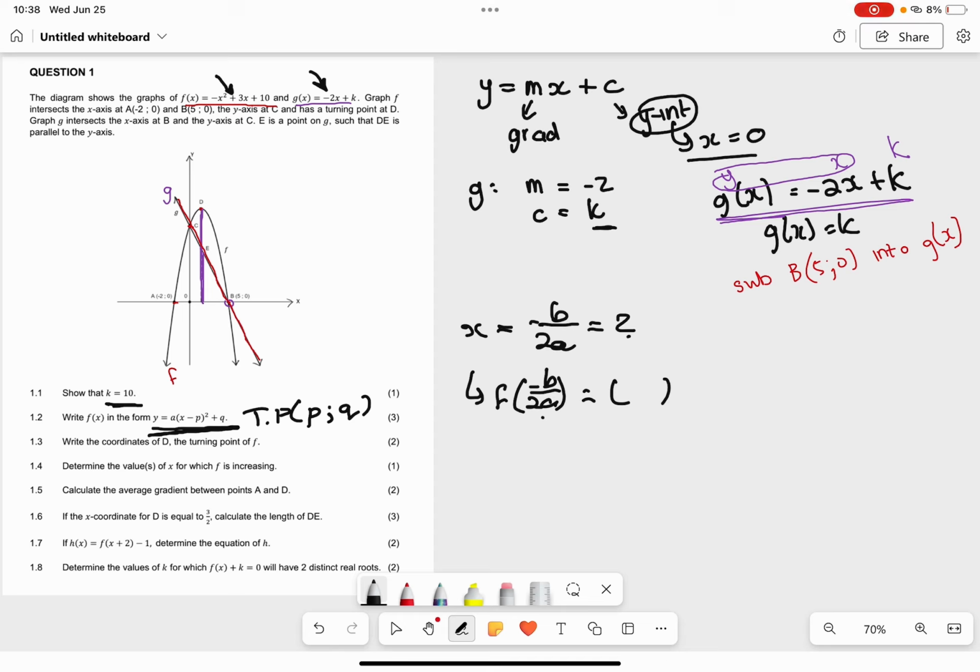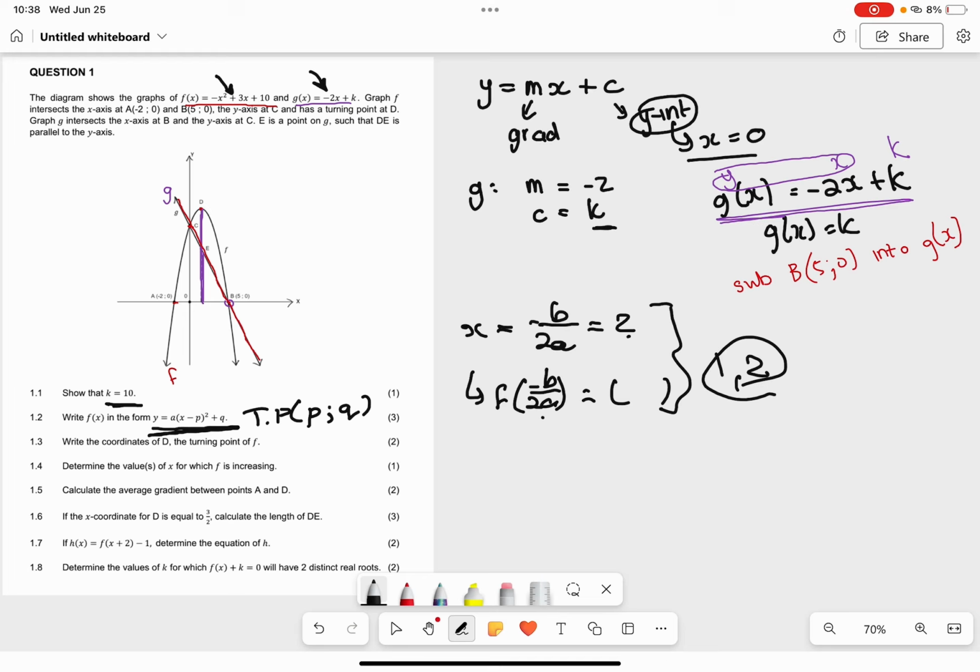Or another option you have is to complete the square. Anyway, 1.3 says write the coordinates of D, but I recommend this for number 1.2. Okay, 1.3 says write the coordinates of D, which is the turning point of f. You will have already found them in the previous one. Remember, it's your values of p and q.